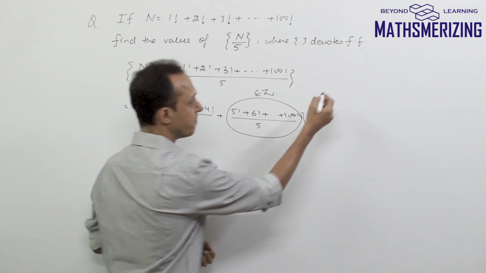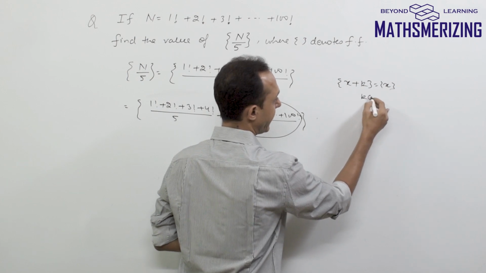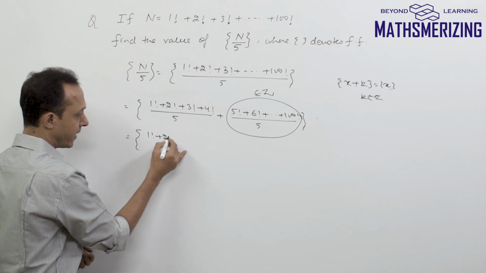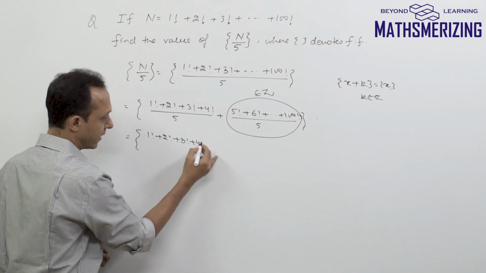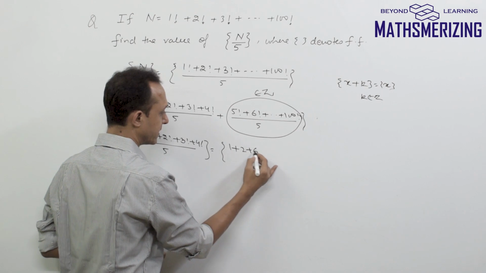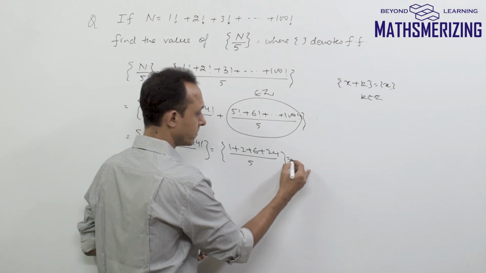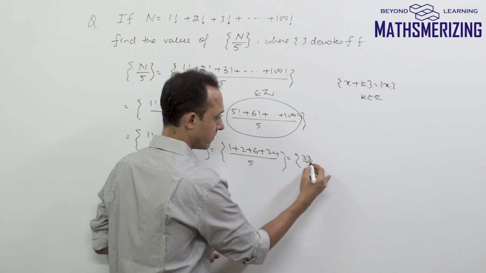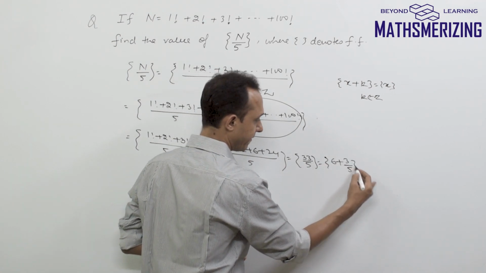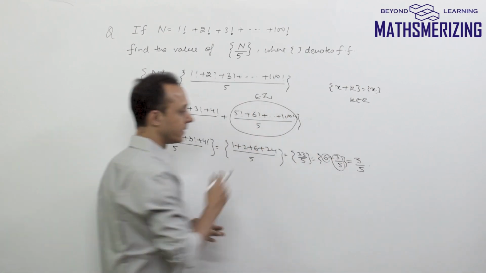And we know that the fractional part of x plus k, where k is an integer, is simply the fractional part of x. So I can simply write it as the fractional part of factorial 1 plus factorial 2 plus factorial 3 plus factorial 4 divided by 5, which is 1 plus 2 plus 6 plus 24 divided by 5, and in this case that is 33 by 5. When 33 is divided by 5, this is 6 plus 3 by 5. Its integral part is 6 and its fractional part is 3 by 5. So the answer to this question is simply 3 by 5.